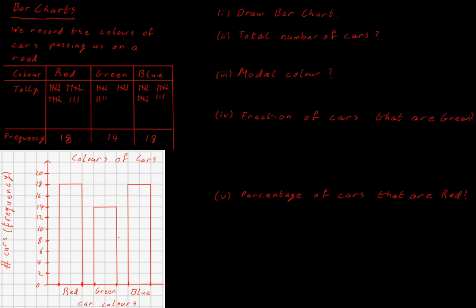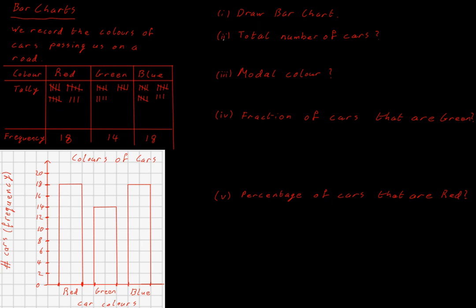So this is how we draw our bar chart: frequency on the up and down axis, and our different categories, in this case our different colors, on the x-axis, the side-to-side axis. A gap in between each bar, and then our bars rising up using our rulers up to the frequencies that we need for each bar, and keep each bar the same thickness as well. I've used 2 squares here for the thickness of each box. And again, consistency is what gets us marks with these types of questions.